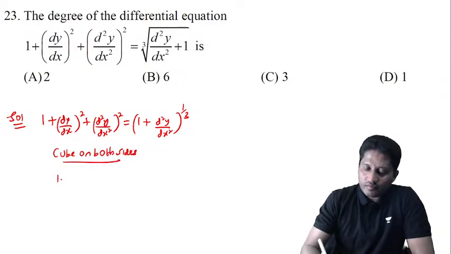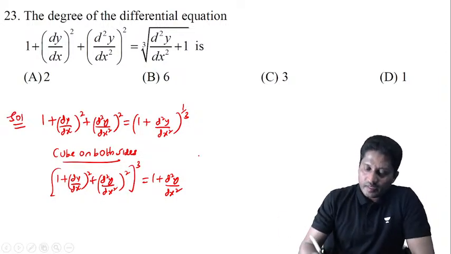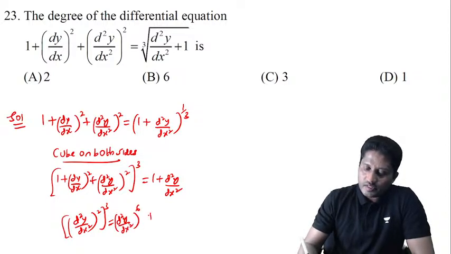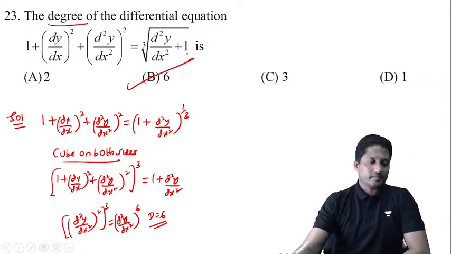you get 1 plus dy by dx the whole square plus d square y upon dx square whole square, okay, whole cube is equal to 1 plus d square y by dx square, right? So if I cube this, obviously if I use a plus b plus c the whole cube, one of the terms will be d square y by dx square whole cube. One of the terms, this will be equal to d square y upon dx square whole power 6. So degree should be equal to 6. Order 2, degree is 6. So he's asking what is the degree. Degree will be 6. Answer is option B.